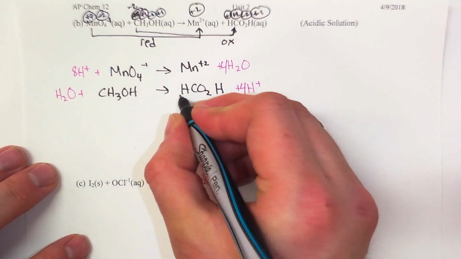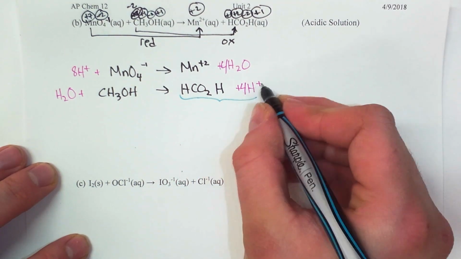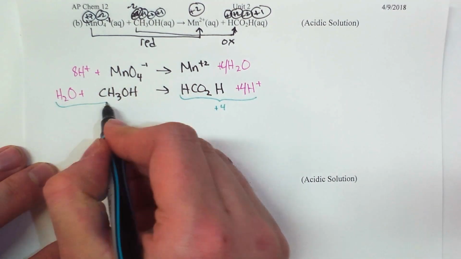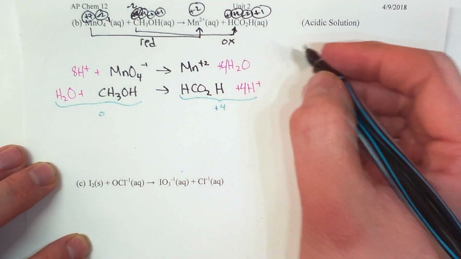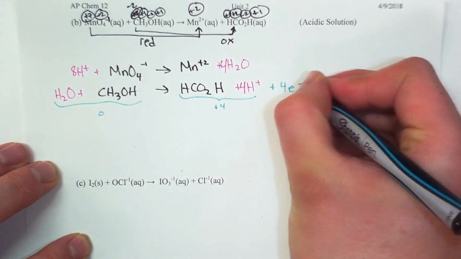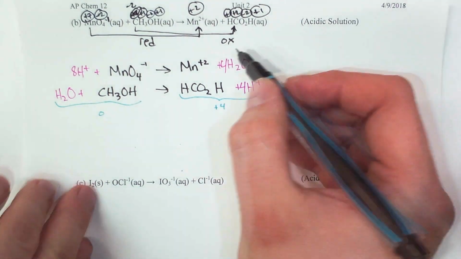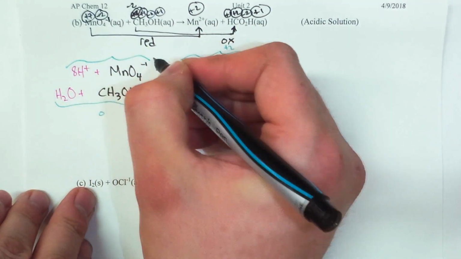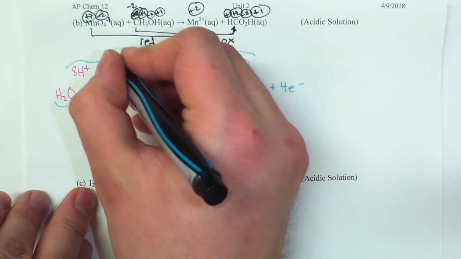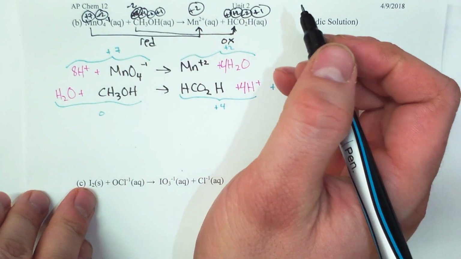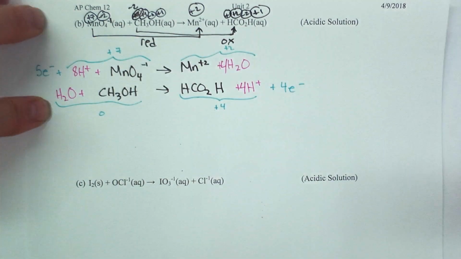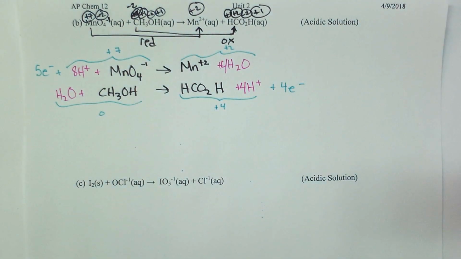Go through and do our charge counts. I have 4 plus here, 0. So I'm going to add 4 electrons to this side to cancel out the positives. I have +2, +8 minus 1 is +7. I will add 5 electrons to this side to cancel it out.